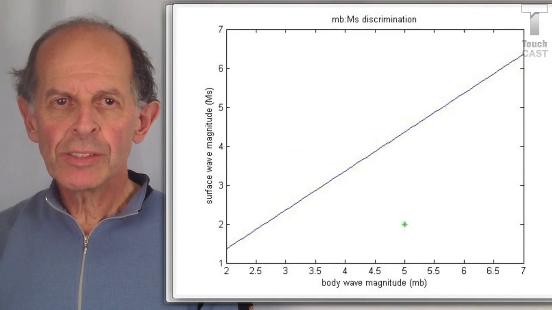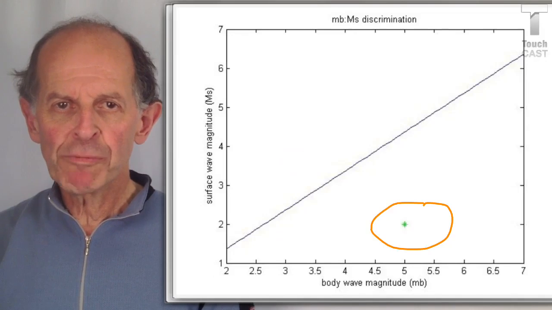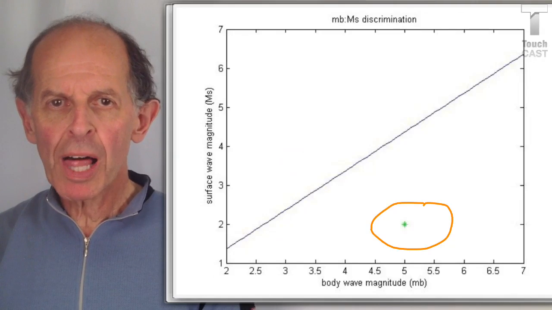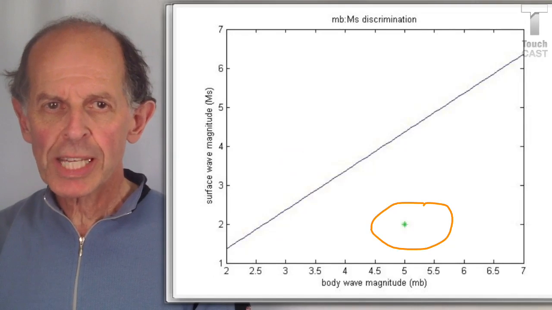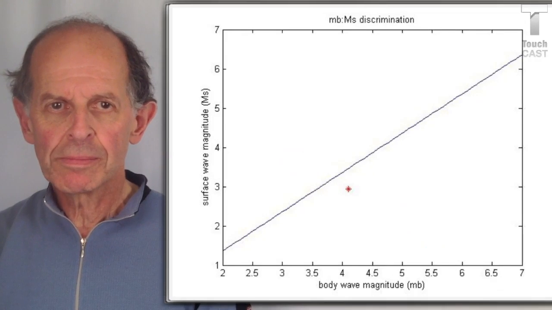In that slide, you can see that the green dot is below the line. So we can assume that that is a bomb. So the relative body wave magnitude is larger. It's thresholded below the line. Let's apply that to the 2006 North Korean test data in the next slide.